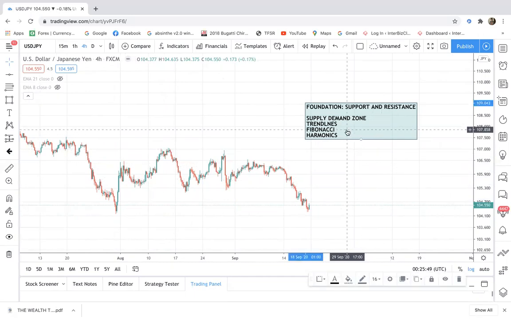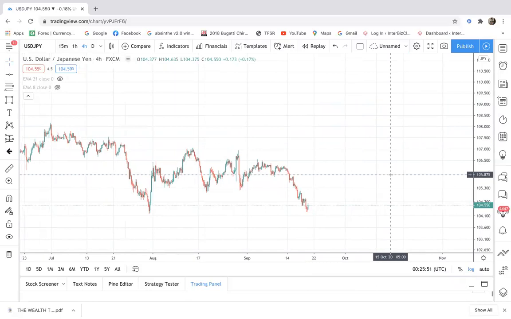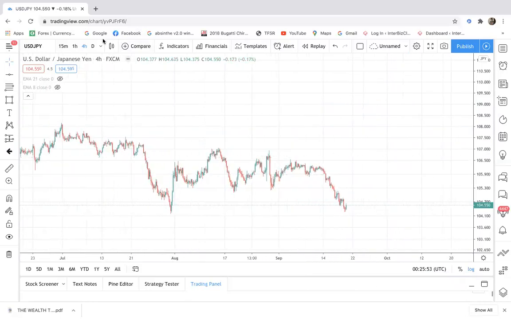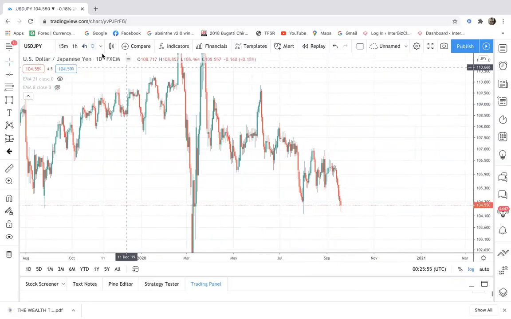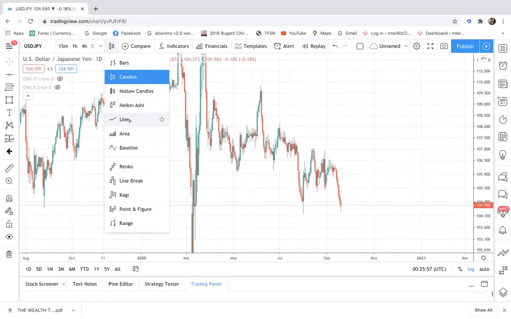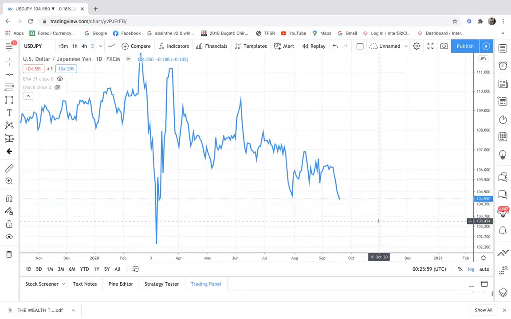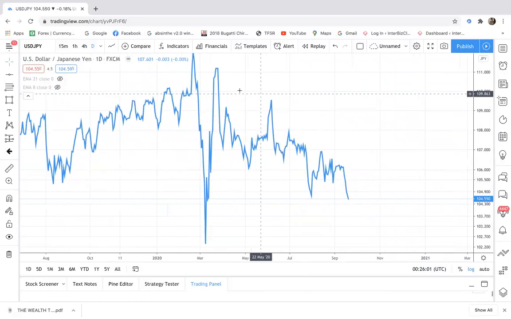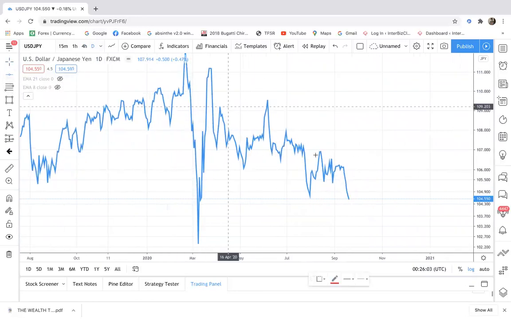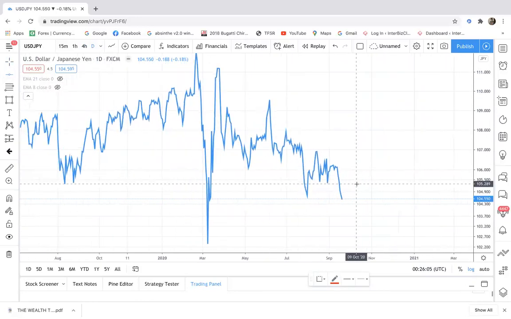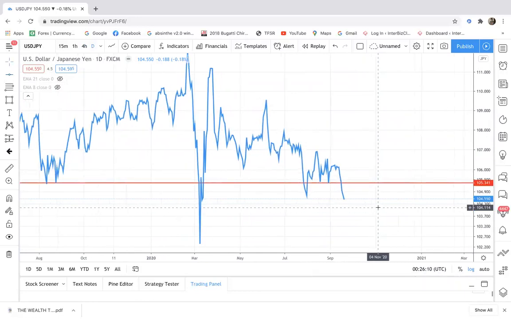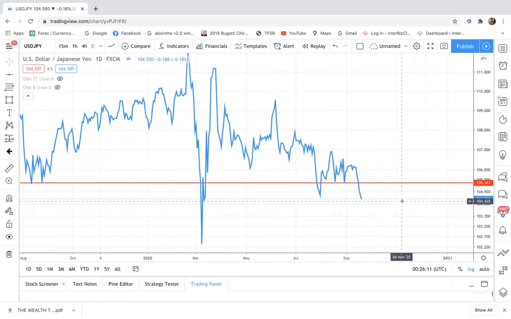All right, so what we have here is USD Japanese yen, and what I do is I start off on the daily chart. When I'm on the daily chart, I get on the line chart and mark up my support and resistance levels. I actually color code them so I can keep an eye out on key levels, especially on the daily. On the daily chart, I have my line as red.